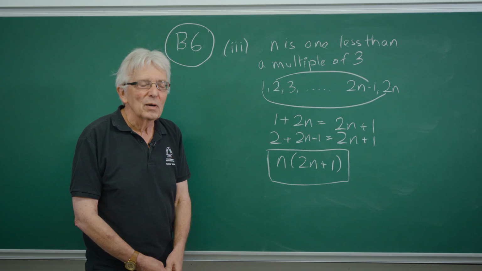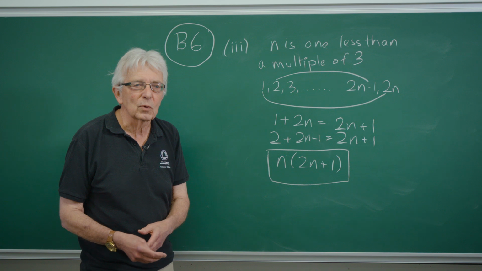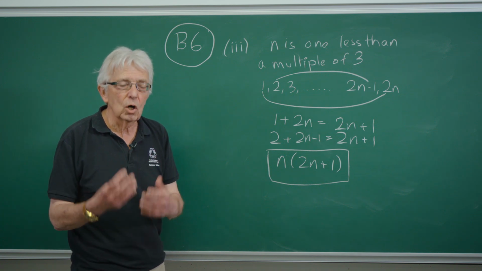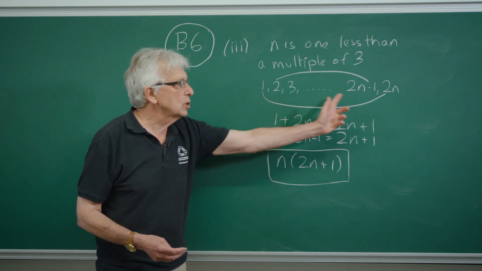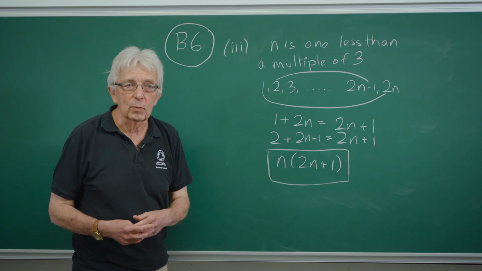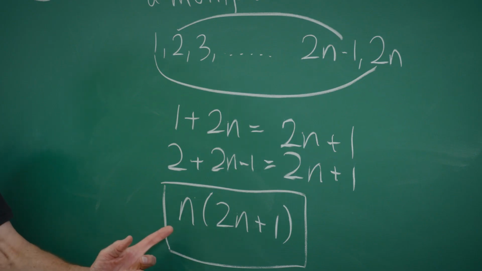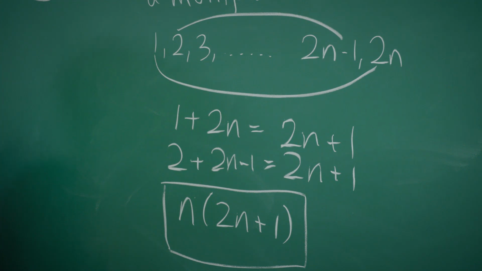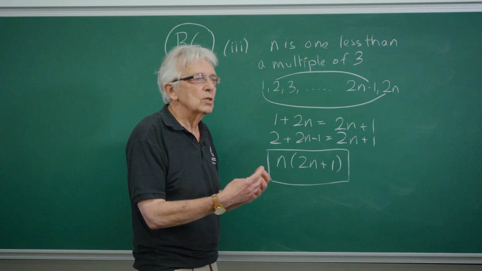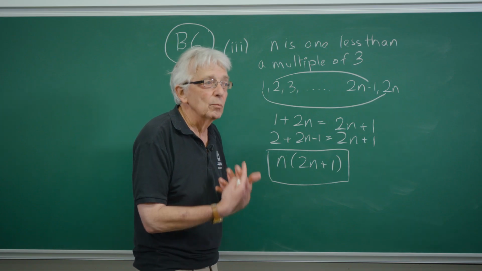If each pair sums to a multiple of 3, then the total of the numbers 1 to 2n must be a multiple of 3 as well. And in this case, it isn't a multiple of 3. So we cannot produce a set of pairings where the sum of each pair is a multiple of 3.